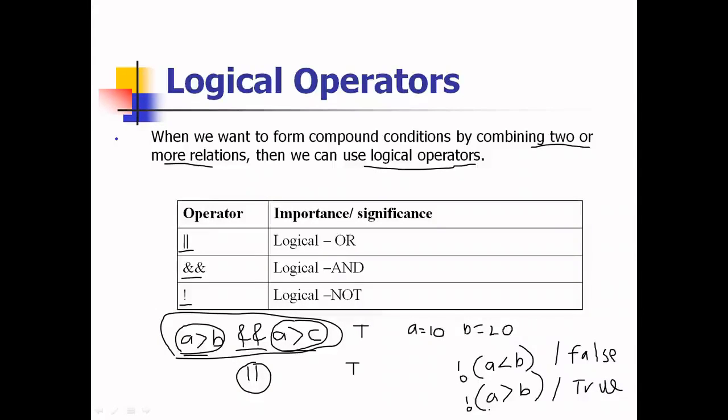Here this inner statement A is greater than B is false, and we have a NOT, so it reverses, and the result here is true. Okay, this is about the logical operators, that is AND, OR, and NOT.